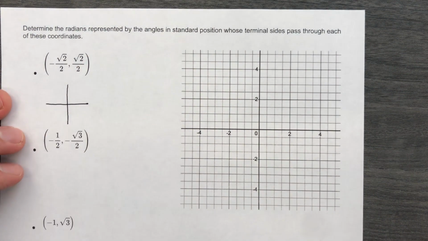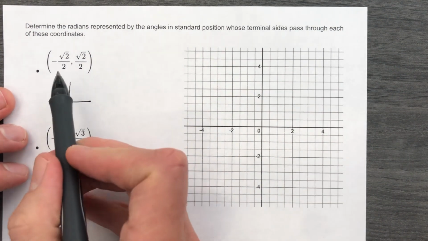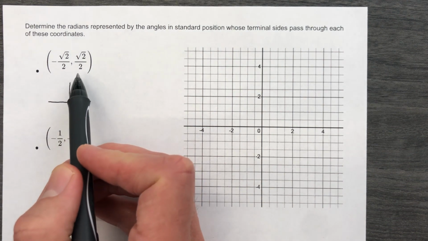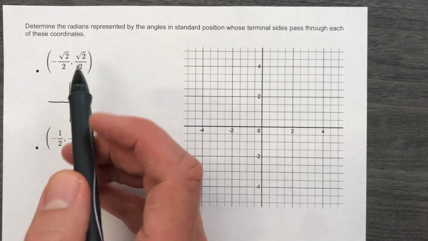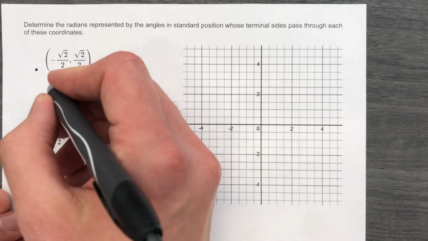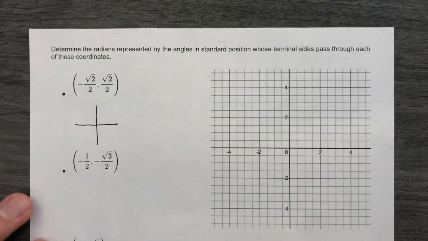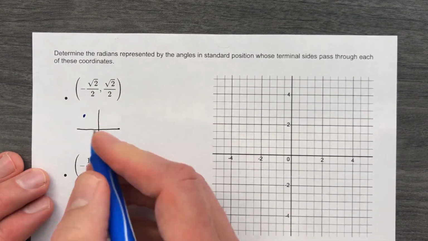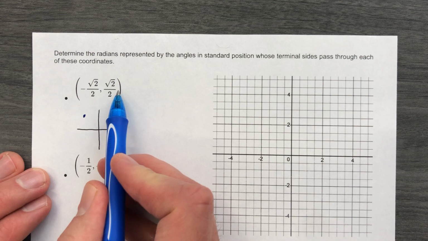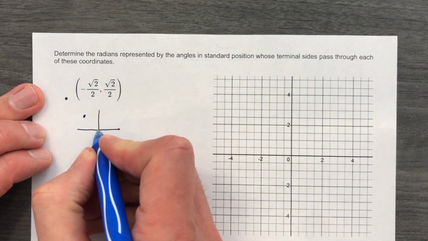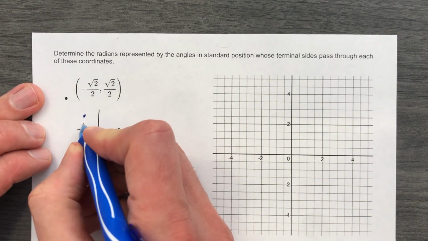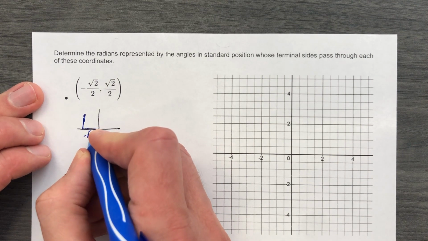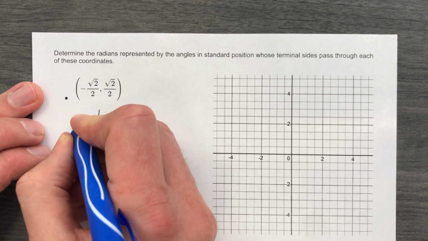If I have an angle that goes through the coordinate negative square root of 2 over 2, comma, square root of 2 over 2, you might ask what that is as a decimal. Who cares? Just put a dot. Let's put a blue dot. This is negative, comma, positive. So negative square root of 2 over 2, comma, square root of 2 over 2.